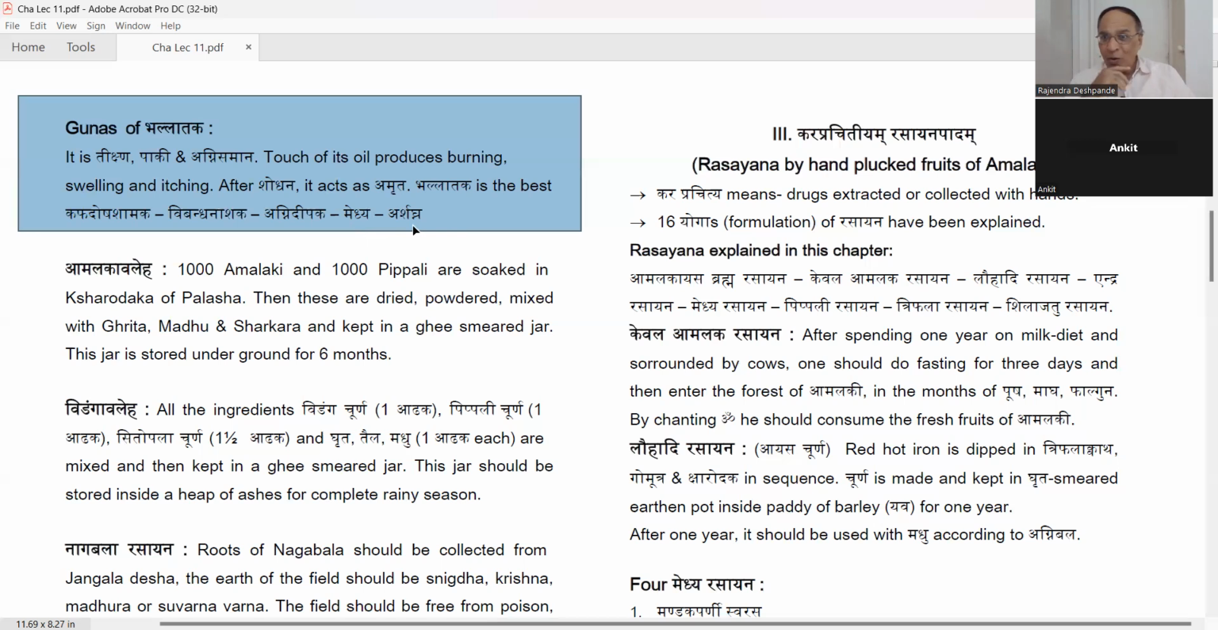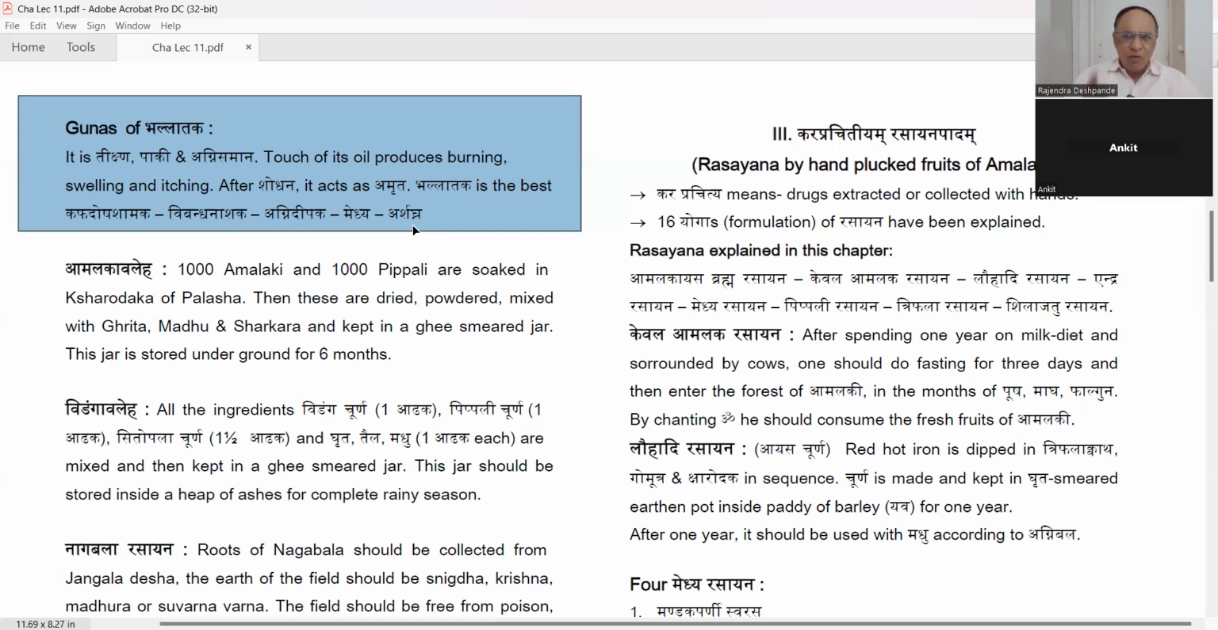Arsha, OMG, oh my God. Remember, write down. Arsha, two types. Arsha, piles, P-I-L-E-S. Hemorrhoid, H-A-E-M-O-R-R-H-O-I-D-S, hemorrhoids, piles. That is Arsha. Two types: Shushka Arsha, dry, and Rakta Arsha, piles with bleeding.